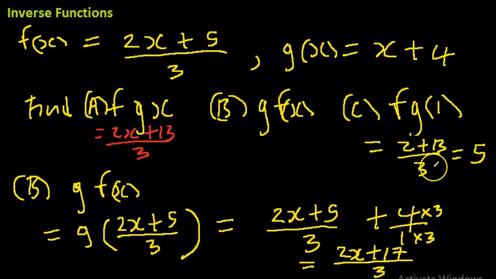The other way to get the answer for fg of 1 is to find g of 1 first. Now if you notice g of 1, if you come up here, g of 1 is 1 plus 4, 5. And after you find g of 1, you put it into f. If you put 5 into f, you have 2 times 5, which is 10. 10 plus 5, 15. 15 divided by 3, 5, which is what you have here. So it's an alternate way to work part C.